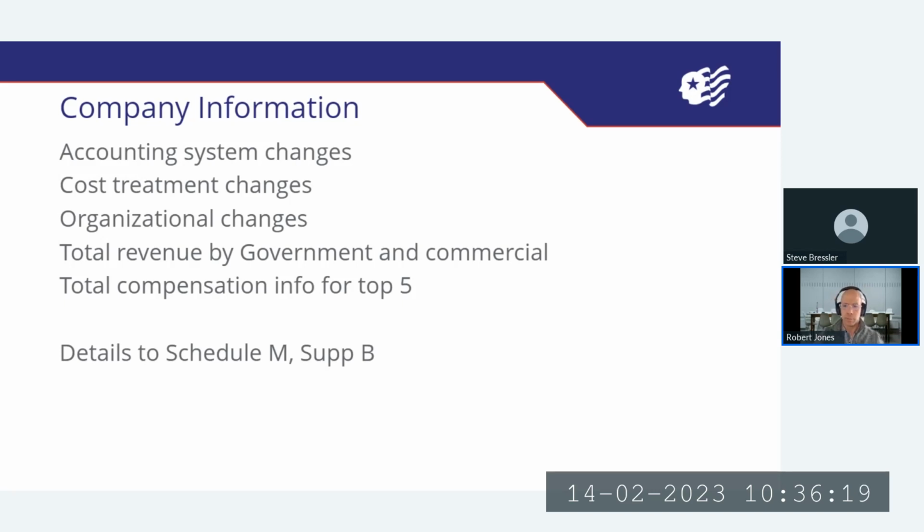We also, for Supplemental B, need the total compensation information for the top 5 highly compensated individuals. Now, this is broken down to include things like their base salary, bonus, 401k contributions, health insurance, if you've got any other deferred compensation items that may be in there, stock options, all of that stuff. Whatever makes up their total compensation has to be reported, and there are columns to break that out.